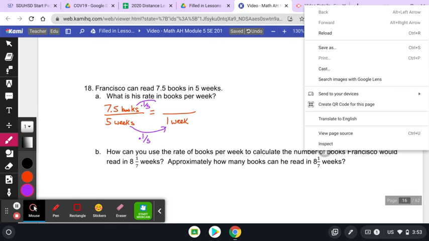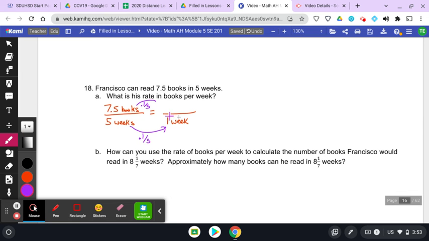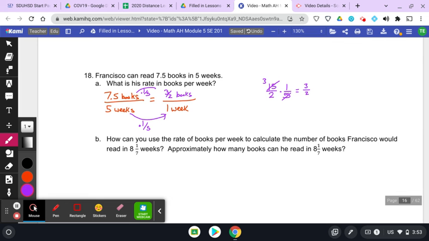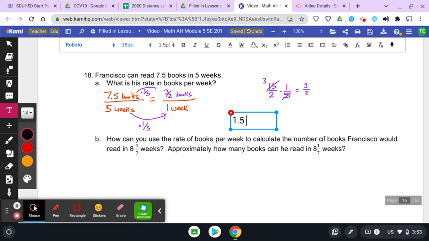Okay, so I'm over here doing my fraction work. I don't need to run to my calculator. So 7.5, that's 15 halves, times 1/5. 5 goes into 15 3 times. 3 halves. 3 halves books per week, or 1.5 books a week.